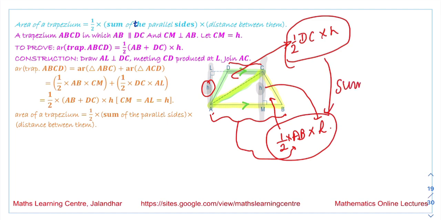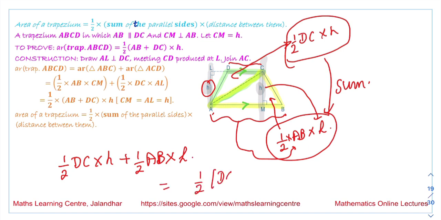The sum of these two values is the area of the trapezium, so it is half DC into h plus half AB into h. This is equal to half of (DC plus AB) into h. This is the sum of two parallel sides, and h is the distance between the two parallel sides. This is what we have to prove.